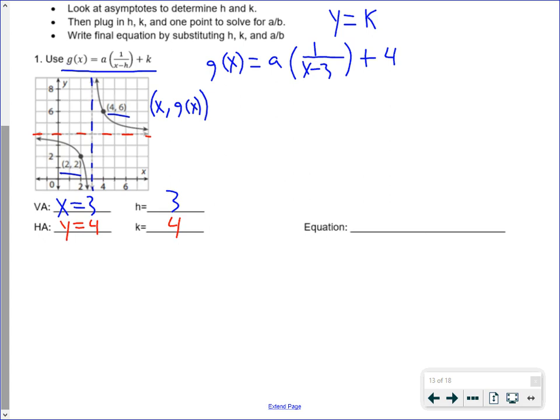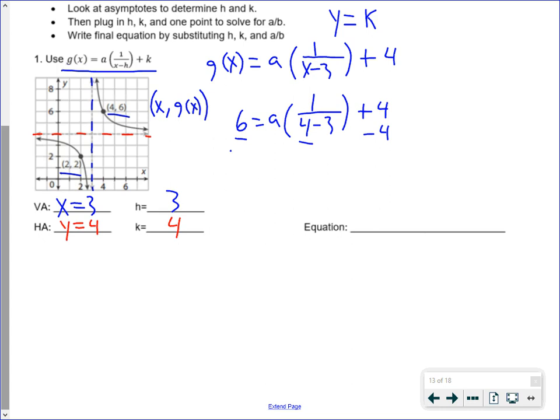I'm going to go with 4 comma 6. So my 6 is my g of x or my y term. So I have 6 equals our a value that we're solving for times 1 all over our x value of 4 minus 3. And all of that plus 4. So that 4 and the 6 is coming from the points. We plug them in, and now all we have left to do is solve for a.